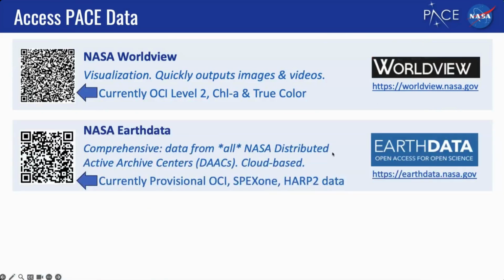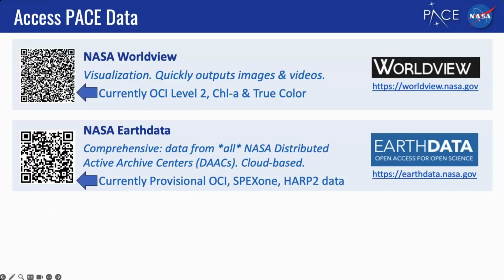Moving to the second tool for looking at NASA Earth data, at NASA Data is NASA Earth Data. So this is a really comprehensive site where data from all the NASA DACs or Distributed Active Archive Centers across all the missions can now be searched in one place. As for PACE, there's currently provisional data there for all 3 instruments. This is another QR code shortcut here.